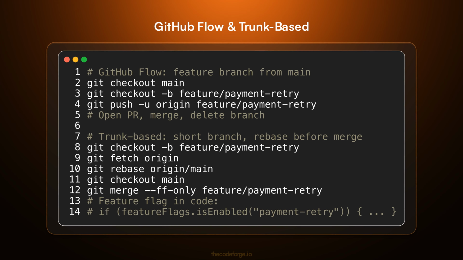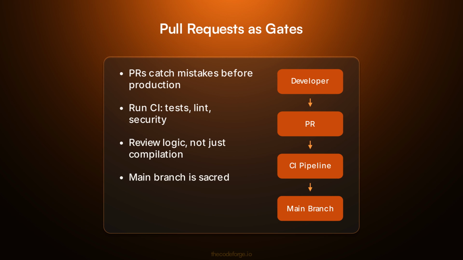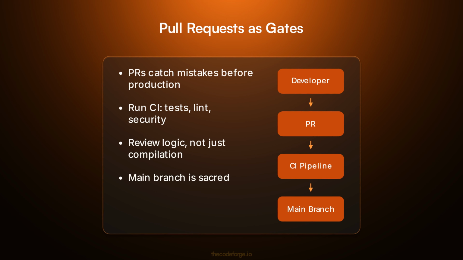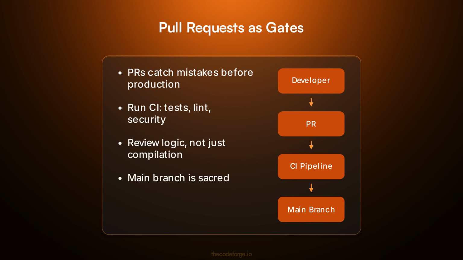Very short branches, rebase onto main before merging with FF only to keep linear history, and use feature flags to hide incomplete work. Pull requests are the gate to main, not a rubber stamp. Every PR should trigger full CI, tests, linting, security scans. Senior devs approve based on logic and test coverage, not just that code compiles. Treat main as sacred. Every merge is a conscious decision.